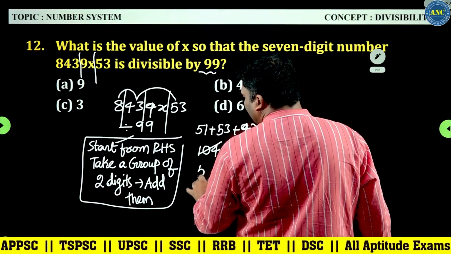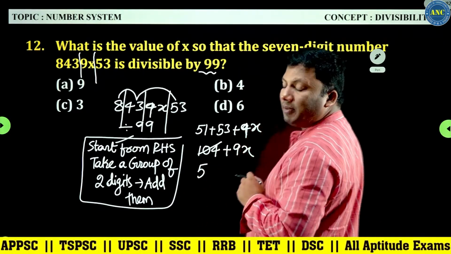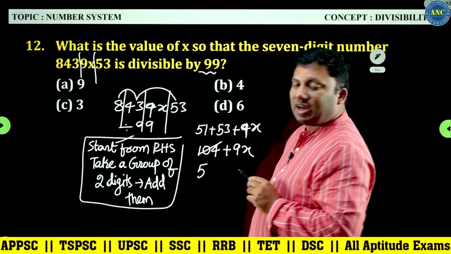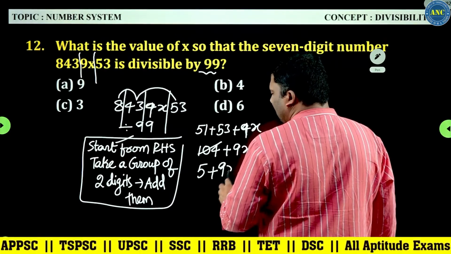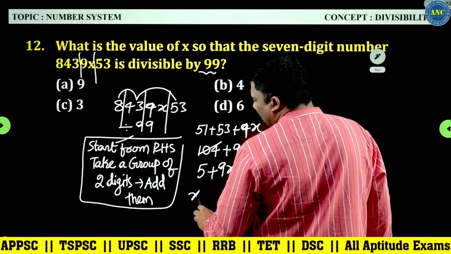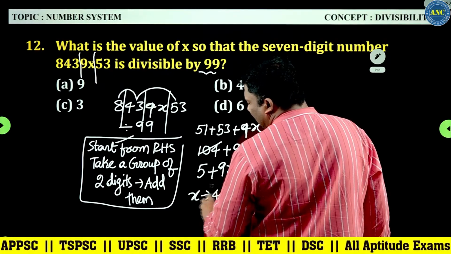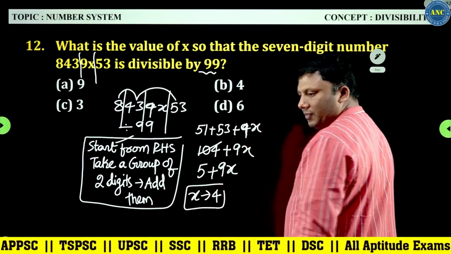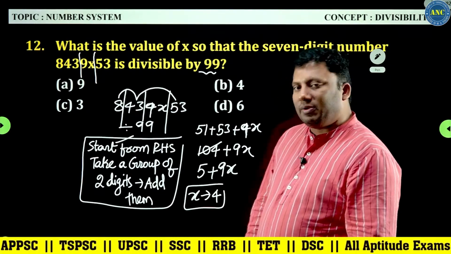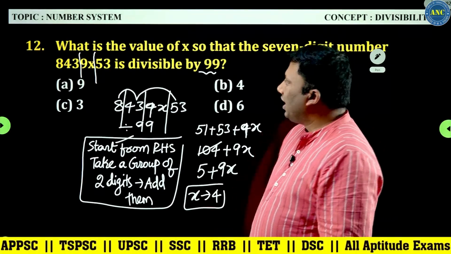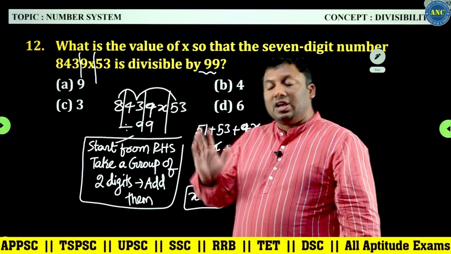104 divided by 99: 99 ones are 99, remainder 5. 5 plus 9X should be divisible by 99. The X value will be 4. 94 plus 5 is 99. It is divisible by 99. I hope the idea is very much clear.